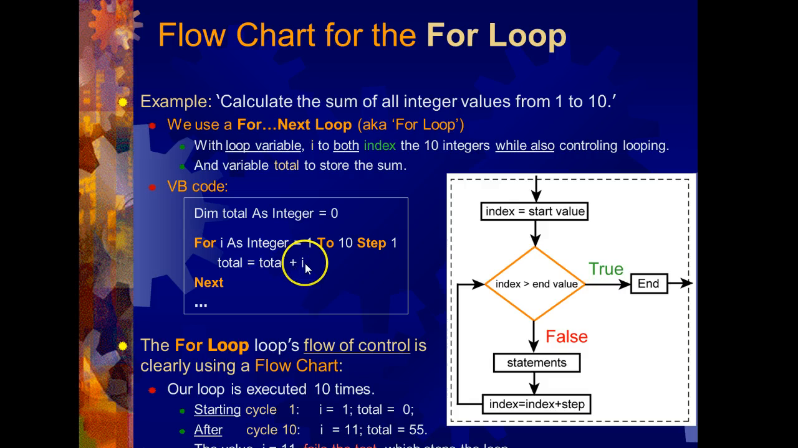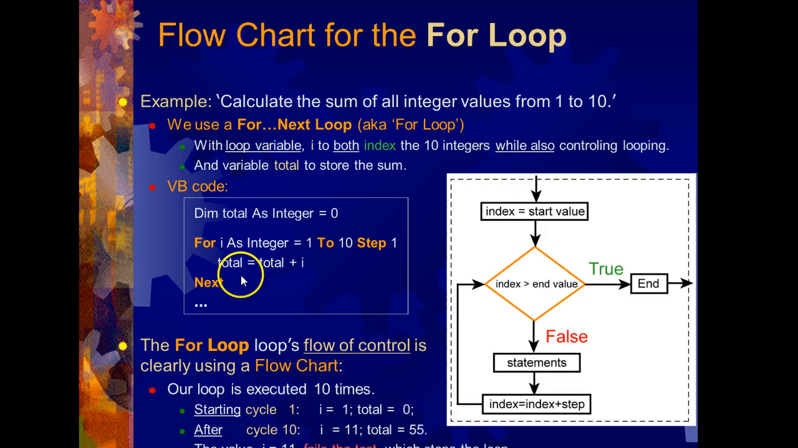So now it's 3 plus 3, and so total is now 6. And we keep doing this until finally I is equal to 10. Whatever total was when I was equal to 9, now we add 10 to that, and total becomes whatever it was before plus 10. And then 10 is the last I that we use, so now we can go outside of the loop.